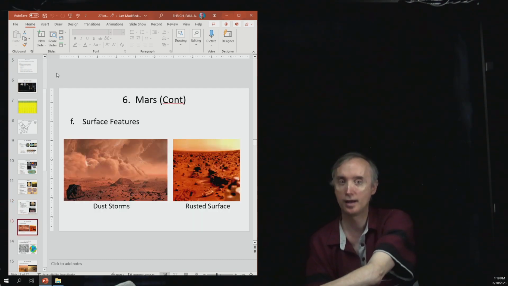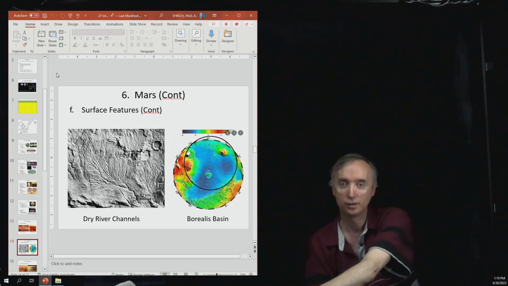Okay, let's go on out. Some other features about Mars. I think you should know about the Martian dust storms and what causes them. Why is the color of the surface of Mars red? What caused those river channels?